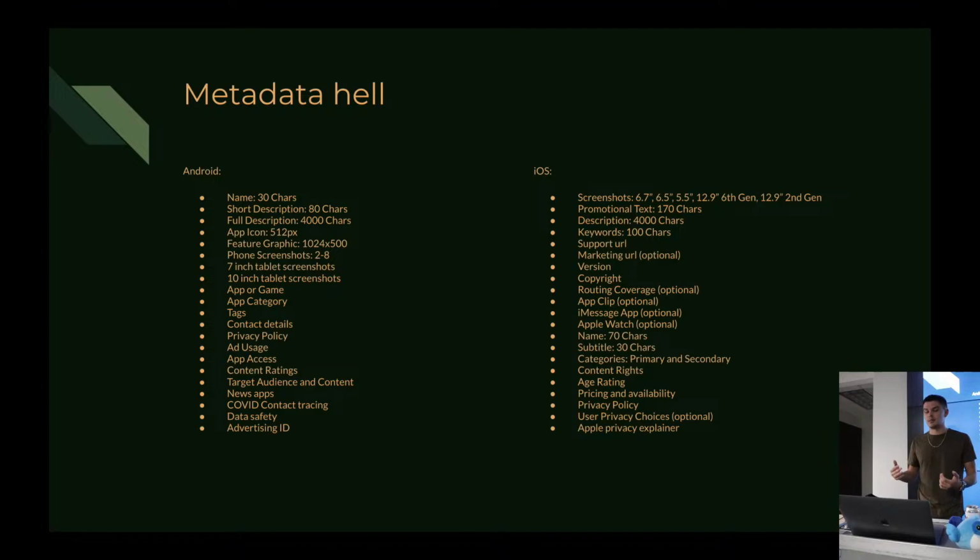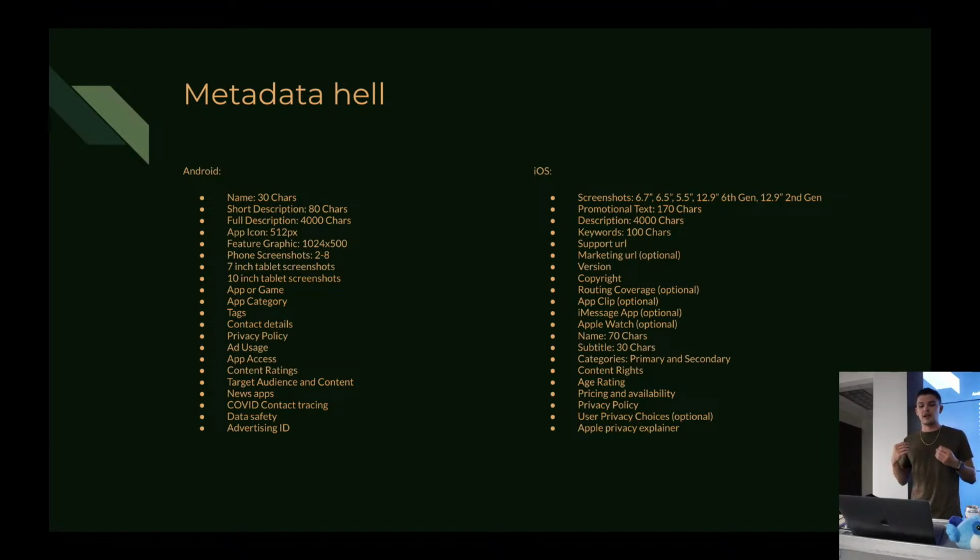You have to have at least a minimum of 2 phone screenshots. Same goes for the tablet screenshots if you are supporting tablet. And you have to do it for all of these different devices that you support. You have to specify if your app is either an app or a game, and then also if it is an app, go through all of the categories, pick a category that best describes your application. You have to set up tags for your application, which is going to help with searching and keywords, as well as contact details to publicly display in case anything is wrong with your application.